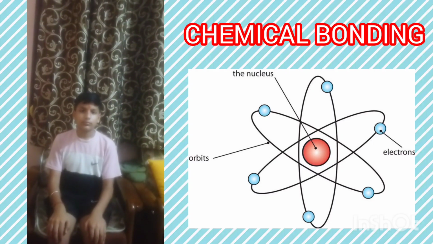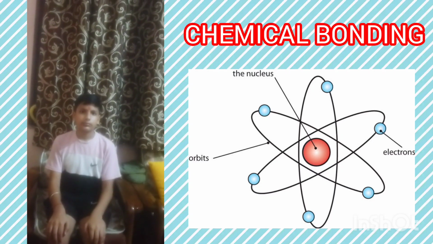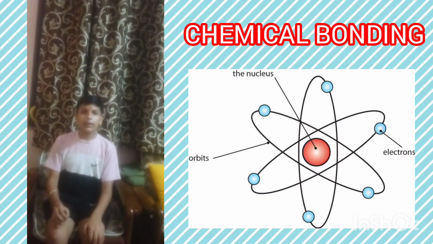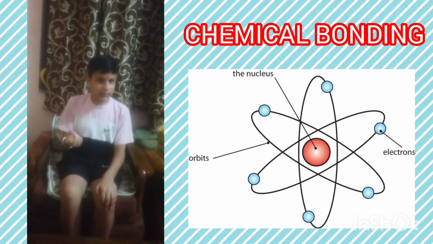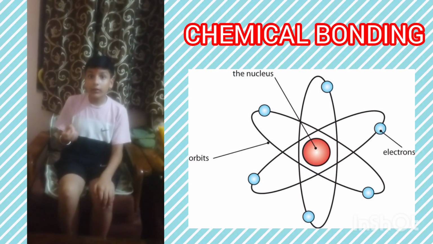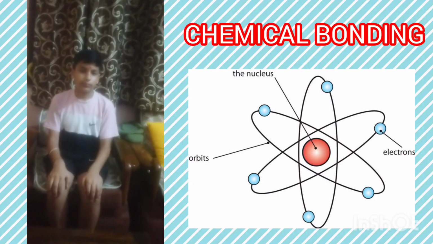How will you define bond order? It will be defined as the number of bonding electrons, minus the number of antibonding electrons, divided by two, giving the bond order ratio.